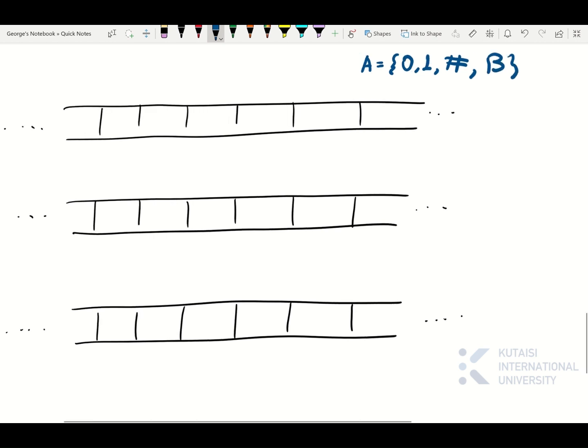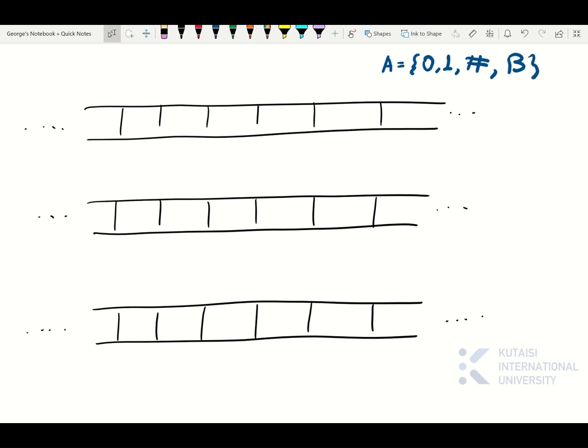This stands for blank, but it's just the symbol B. That's all it is. And then you have these tape cells written here, maybe something like this: hashtag, B, 0, 1. Maybe some cell is empty completely, there's nothing written on it.